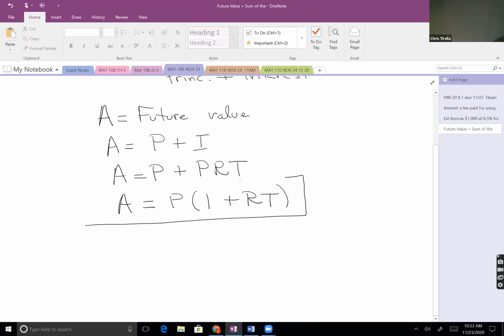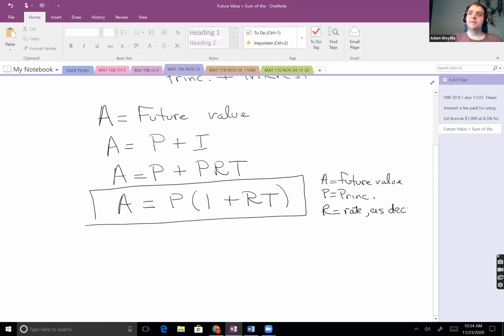And this is the formula that we're more likely to use, where A is the future value, P is the principal, R is the rate as a decimal, and T is the time in years. No, I apologize, that's not an I, that's a 1, I don't have my glasses on. And I wanted to write that all down before I forgot to.